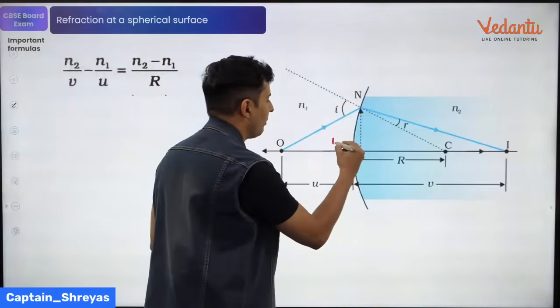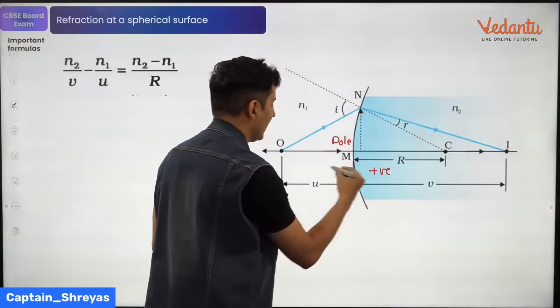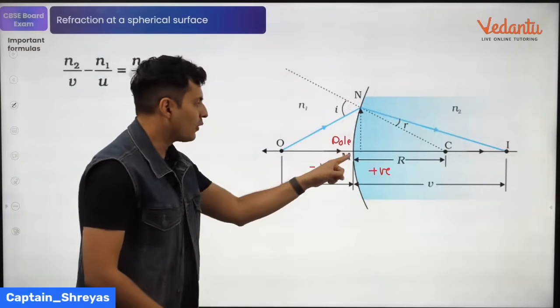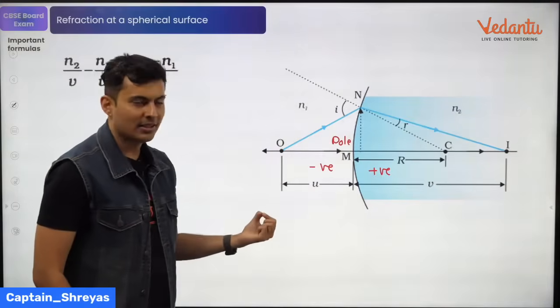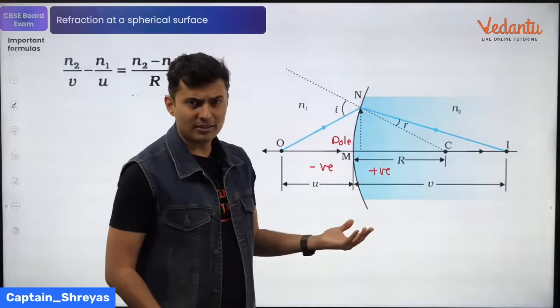This then is your pole. If the rays are going like this, then this will be the positive side, this will be the negative side. From the pole to here, this will be the object distance. From the pole to where the rays meet is the image distance.